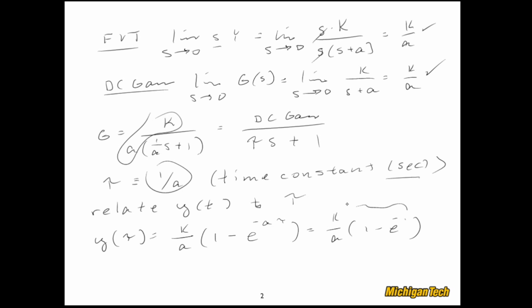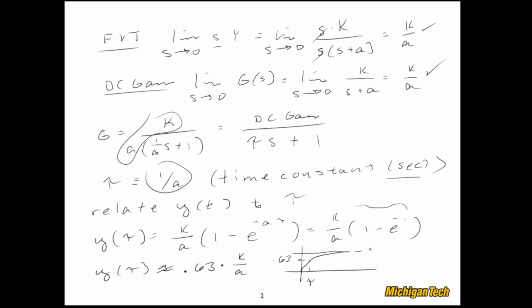Well, that's interesting. This is just a constant. 1 minus e to the negative 1 is about 0.63. So y of tau is approximately equal to 0.63 times k over a. That's a huge result, because what that tells us is that if I hit a first order system with a step input, and then I see that classic first order response where it's going like this, when I find the point where that step response has arrived at 63% of the final value, the corresponding time, that time is tau.